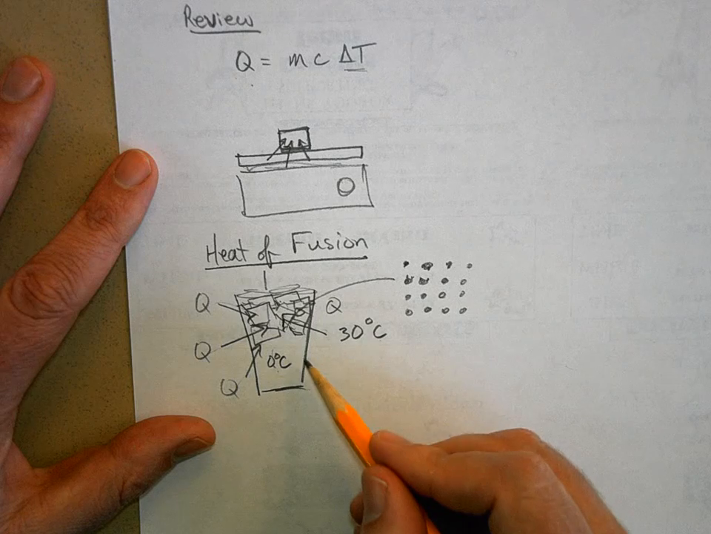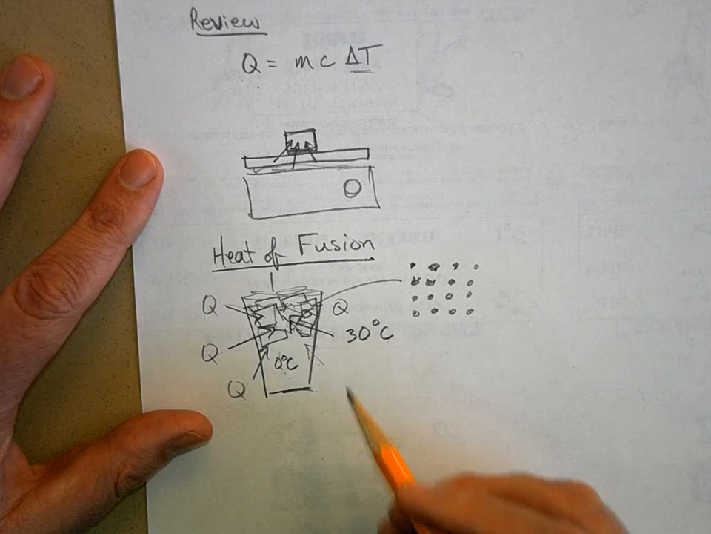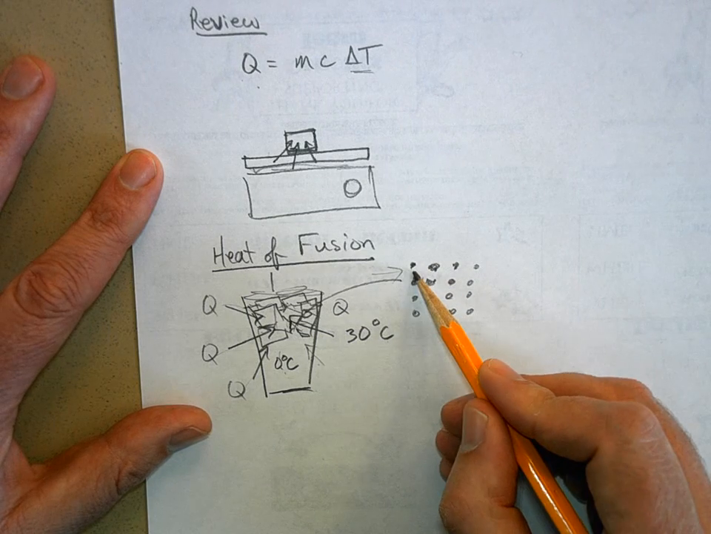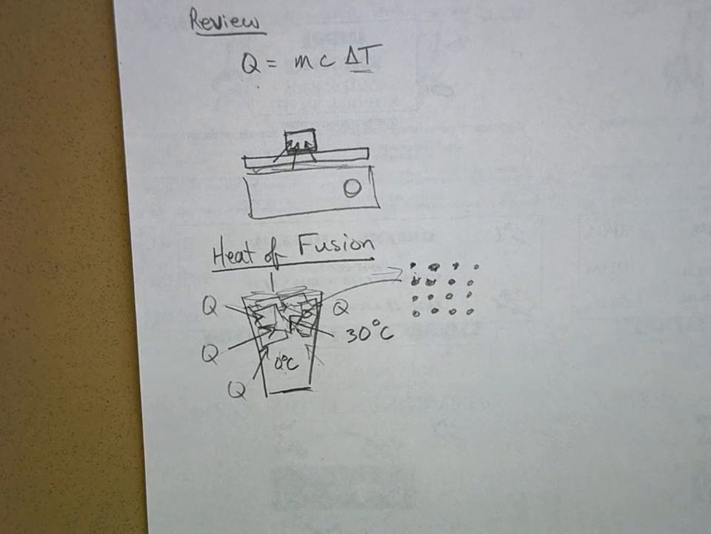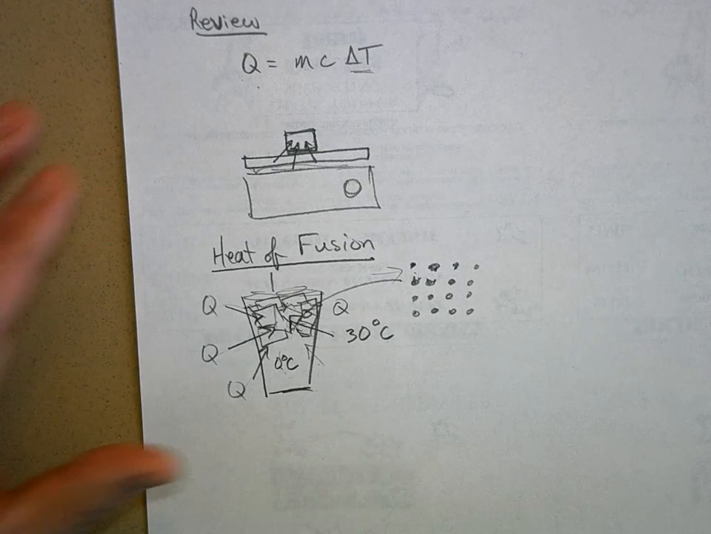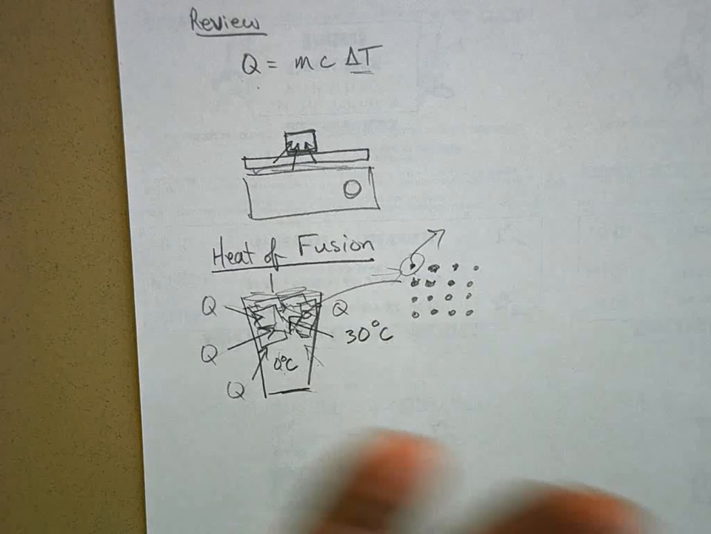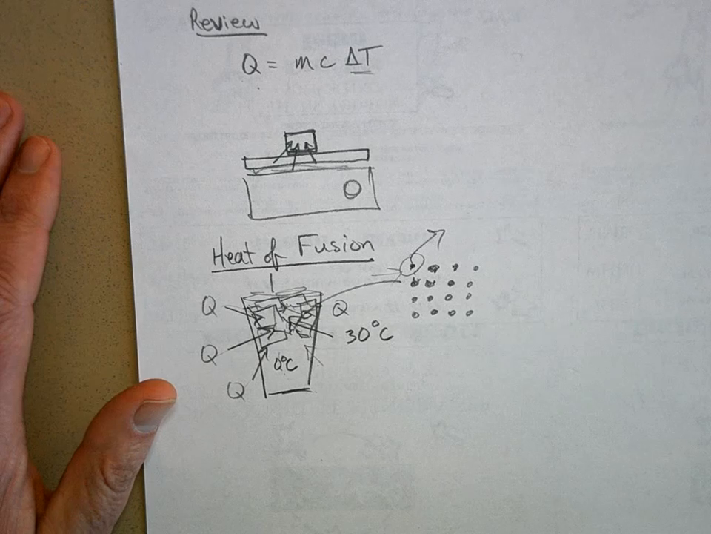Then, because of heat being added to the system, when you add enough jiggliness to one of these molecules, it will actually break free of the crystal, the water crystal. In other words, this molecule will take off, but it takes energy to do that. So it takes energy to melt ice, to take it from this solid form into the liquid form.